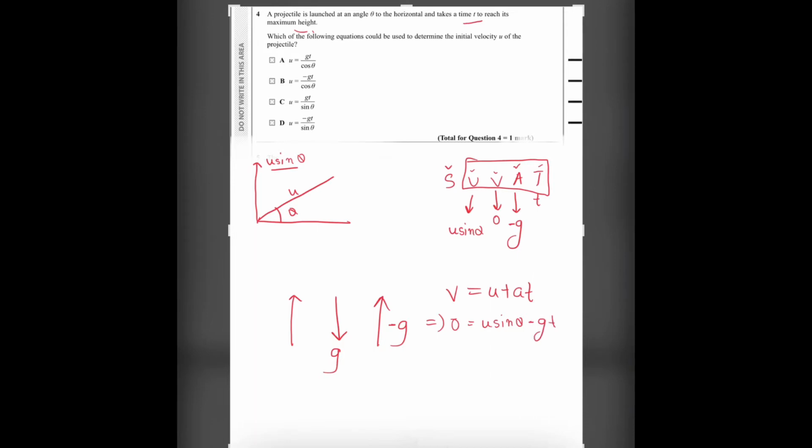So we need to make u the subject. U sine theta equals gt, so u equals gt by sine theta. This matches with C. So the answer to this question is C.